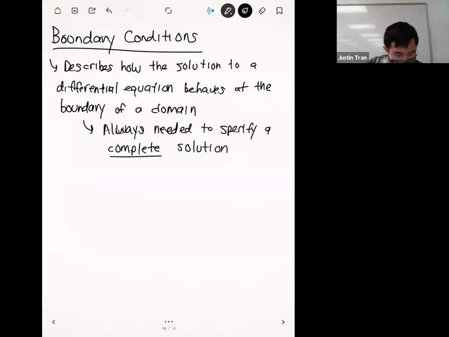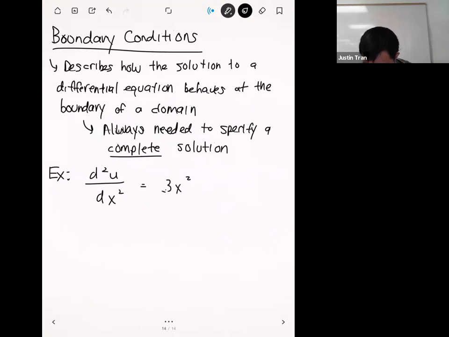Okay. And so let me do a 1D example. Hopefully not an example that looks too familiar, but the methods that we're going to use are going to be familiar. And so let's take an ordinary differential equation. Our differential equation is going to be d squared u dx squared is equal to 3x squared.